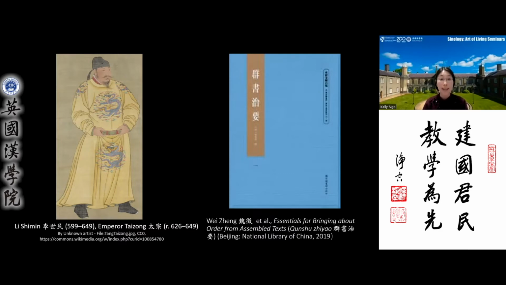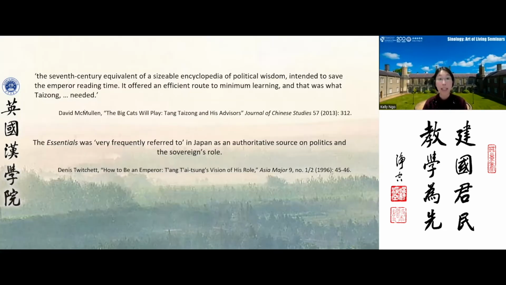So, in fact, the Tang historian David McMullen has described the Essentials as follows: the 7th century equivalent of a sizable encyclopedia of political wisdom intended to save the emperor reading time. It offered an efficient route to minimum learning, and that was what Taizong needed. The British sinologist Denis Twitchett has also described the Essentials as being very frequently referred to in Japan as an authoritative source on politics and the sovereign's role. I'll talk a little bit more about the significance of the Essentials a bit later.